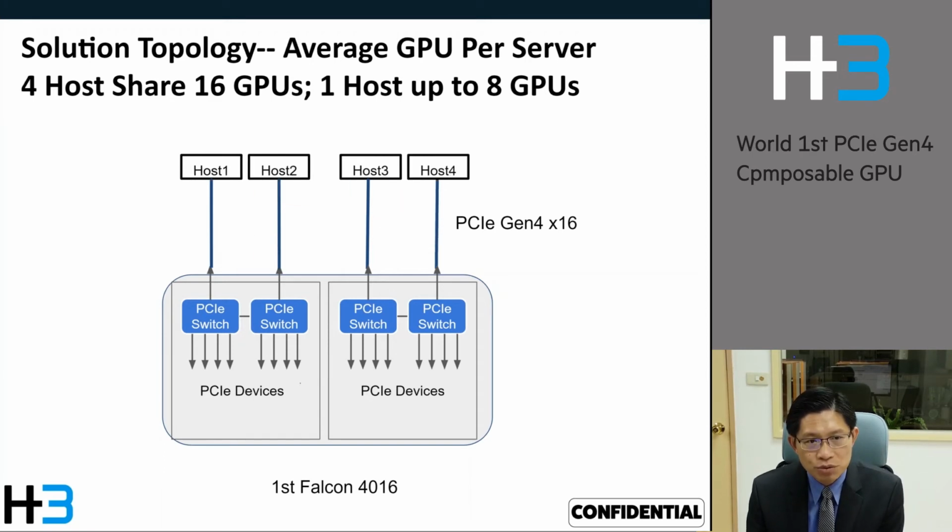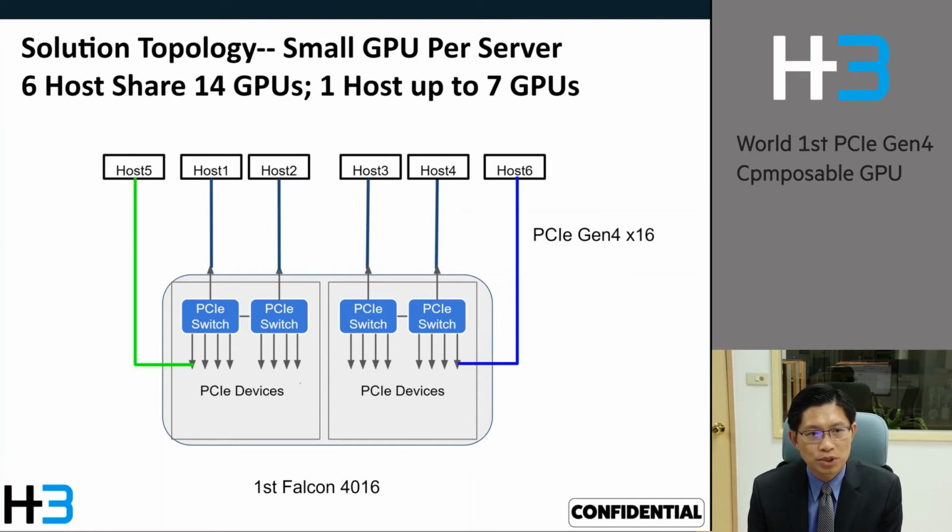The average GPU group is 4 hosts to 1 16-GPU chassis. Each host can get up to 8 GPUs. The small GPU group is 6 hosts to 1 14-GPU chassis. Each host can get up to 7 GPUs.